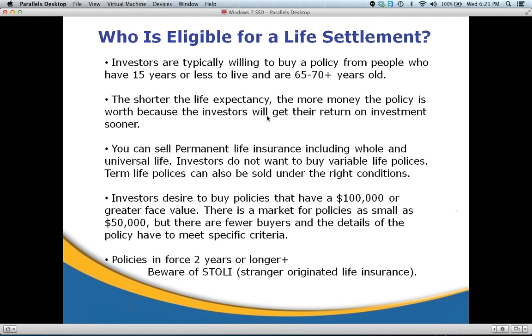The one thing to watch out for is what's called STOLIs. These are stranger-originated life insurance. So what happens sometimes is an agent will approach an elderly person and get them to buy, let's say, a $1 million policy they can't afford, and the agent will offer to loan them the money to pay the premiums, and then the agent will want to immediately turn around and sell that life insurance policy to a third-party investor to make that return. So that is something that is not legal. It's obviously frowned upon and is being more highly regulated now.